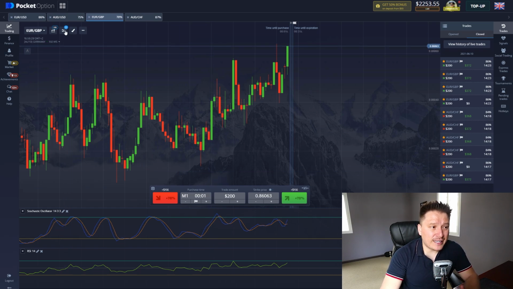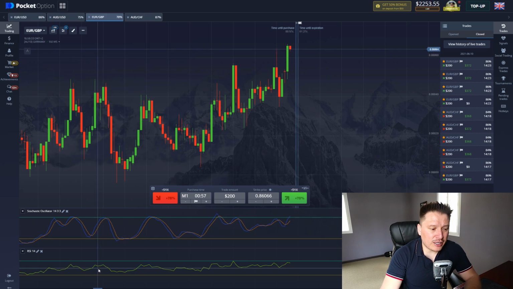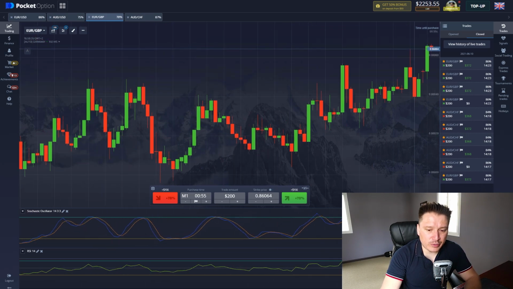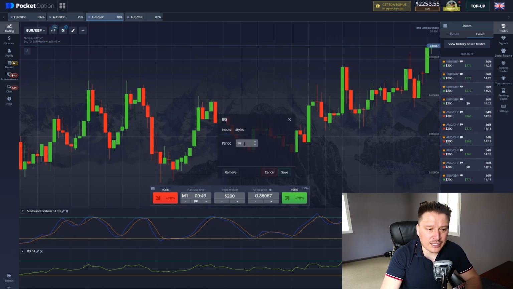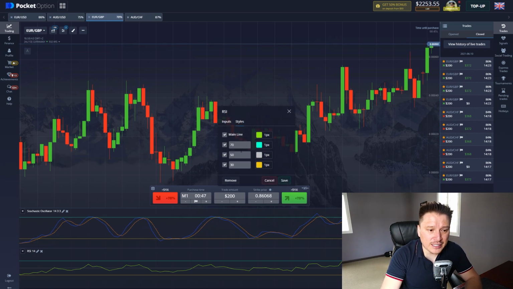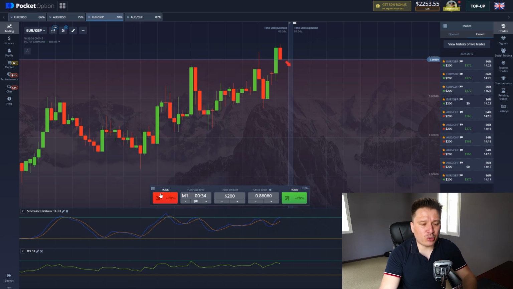Then the second indicator that we're going to add is the RSI. The RSI is basically going to tell us the support and resistance level for this specific pair. Let me check the settings. It's with the period of 14 and the styles are default as well. But if by any chance you have something different, then you need to put the 70, 50 and 30 and hit save. Now, how does this strategy actually work?